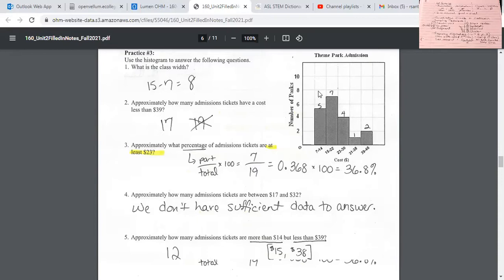And then we have to figure out how many admission tickets or how many parks there were total. And then you simply do the math. So just be really careful. I've found students get this wrong more often than not, which is a bummer, especially since it's very easy to find percentage. You just do part over total.